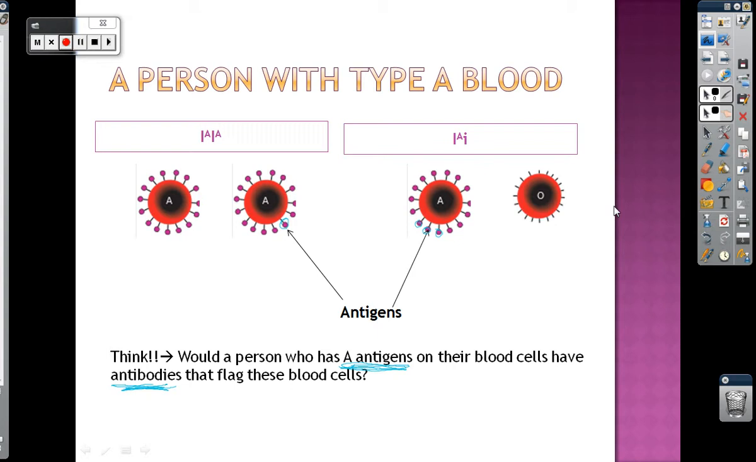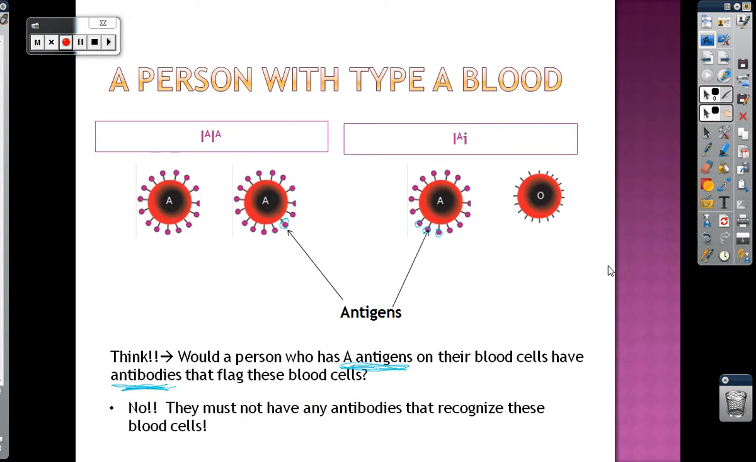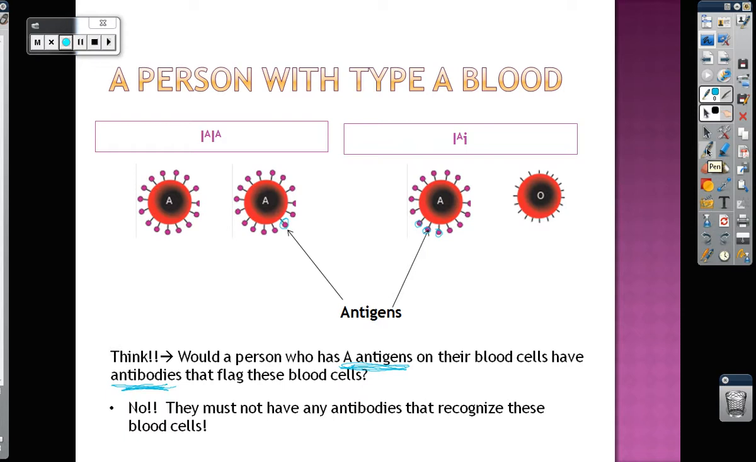Hopefully you figured this out, but the answer is no. They should not have any antibodies that recognize these blood cells. The reason is those should be marked as self, so the body shouldn't attack those blood cells. They would have, however, antibody B, meaning if a blood cell with B markers comes in, that would be known as foreign. The A antibodies should not be marked as foreign, so they shouldn't have antibodies for them.